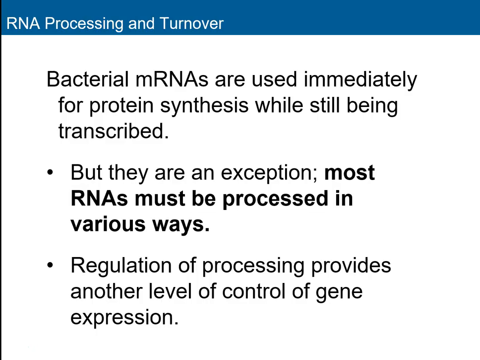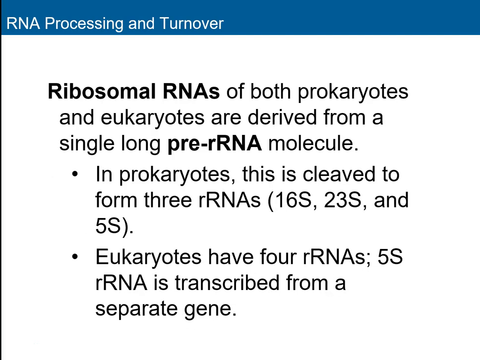Okay, last thing to talk about is RNA processing and turnover. So it says bacterial mRNAs are used immediately for protein synthesis, so they don't need to be processed. Most RNAs, however, do need to be processed. Okay, and so it says regulation of processing actually provides another level of control of gene expression. Okay, so ribosomal RNAs are derived from this long pre-ribosomal RNA, and then they actually have to be cleaved, okay, to form those three different RNAs that we've sort of been talking about, right? And again, we'll talk a little bit more about the 16S, 23S, and 5S, okay?